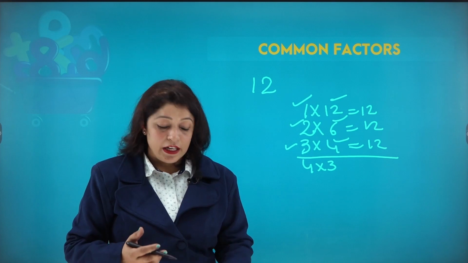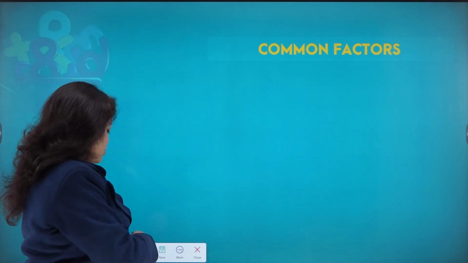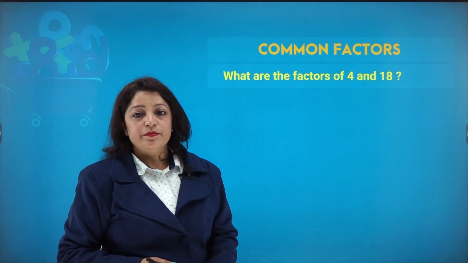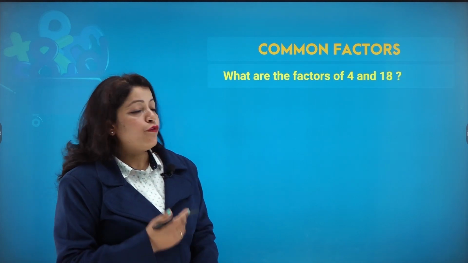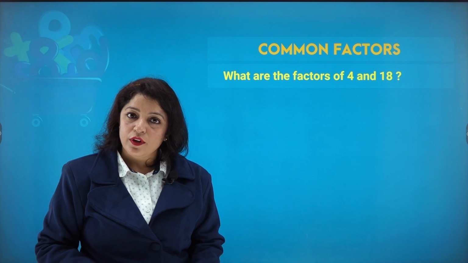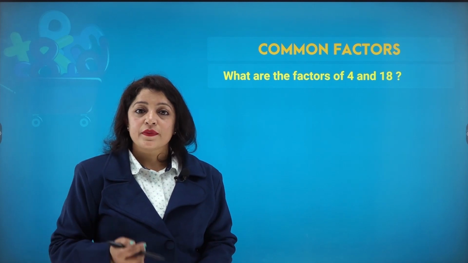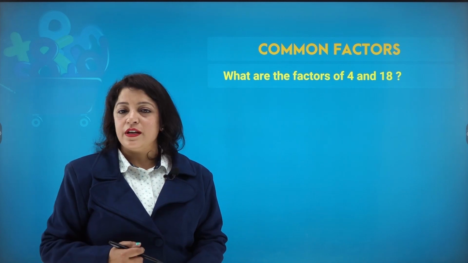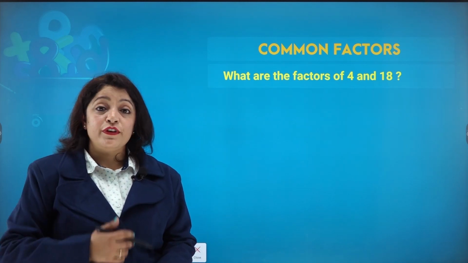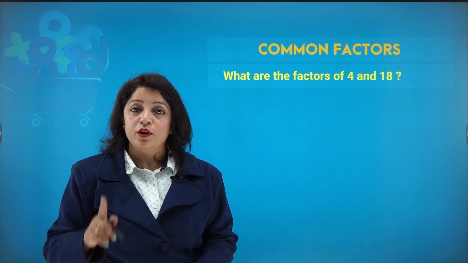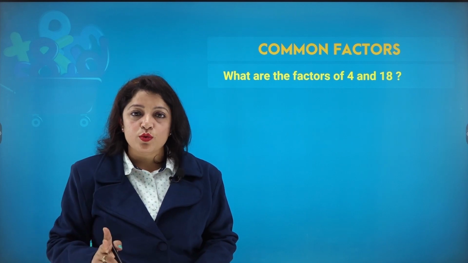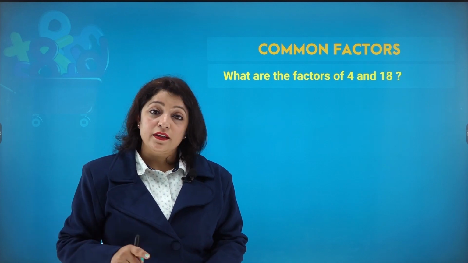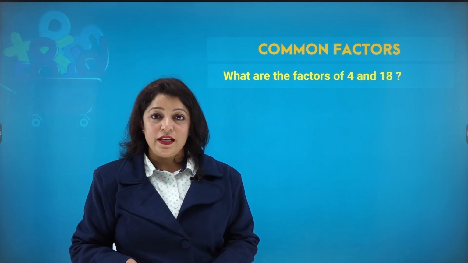Now, when we are dealing with common factors, let's see an example here: what are the factors of 4 and 18? You know the factors of 4 will be 1, 2 and 4, because 4 will come in the table of all these 3 numbers. And what are the factors of 18? 18 will come in the table of 1, 2, 3, 6, 9 and then 18, right?